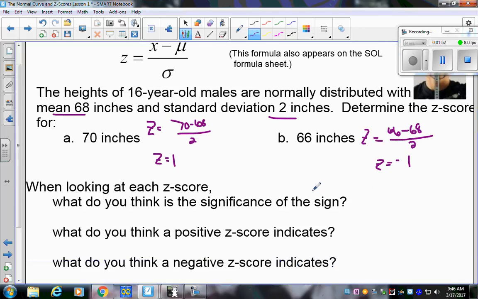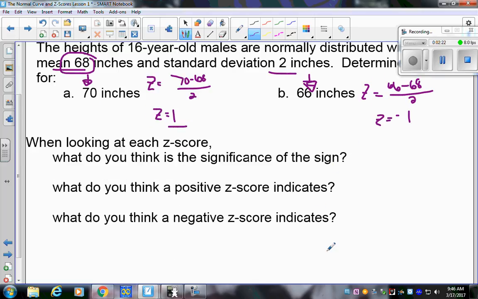It tells you which side of the mean you are located on. For example, the average is 68 inches. This first person is taller than average, correct? Because he's 70 inches tall. That's bigger than average. His z-score was positive. The second person is only 66 inches, so they are shorter than average, and their z-score was negative. So the significance is it tells you how you compare to the average. If you have a positive z-score, you are above average. A negative z-score means you are below average. And that's just what it tells us right there.